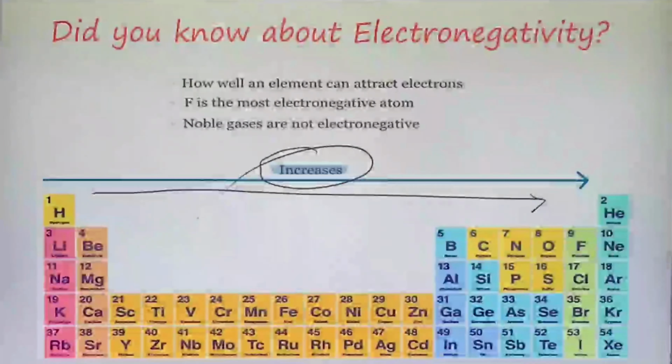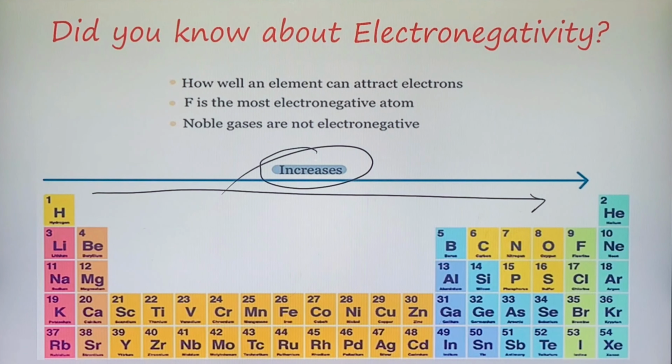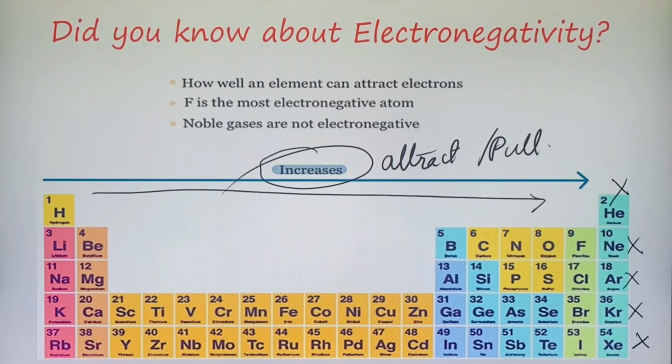Electronegativity means the tendency of an atom to attract or pull the electron towards itself. Please remember, noble gases are not at all electronegative. They are not non-metals at all. Am I clear? So please remember this point. This is a very, very important thing that you have to remember. Noble gases are not electronegative.